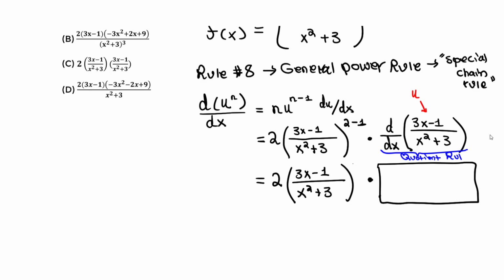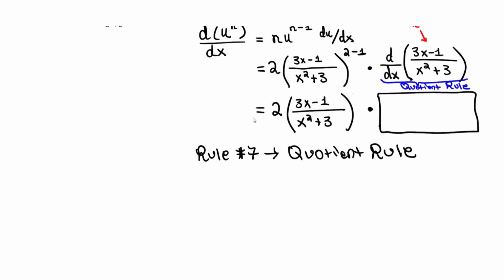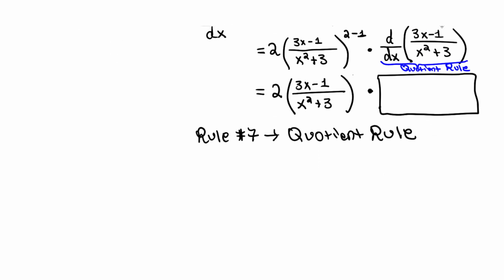Quotient rule. And let me denote that down here as well. So it's going to be rule number 7. And we call that the quotient rule. So that's what we will do for this. Then we'll just plug it in there and keep going and reduce it at the very end. So now we're going to apply the quotient rule.